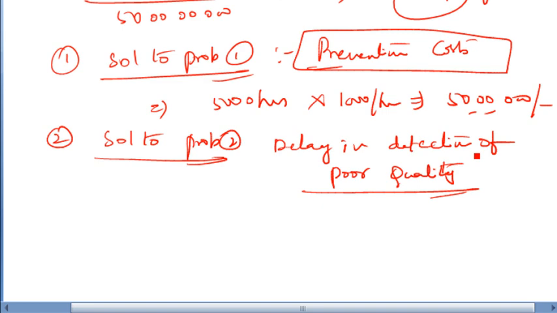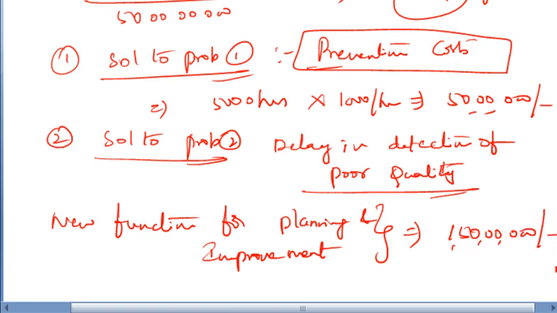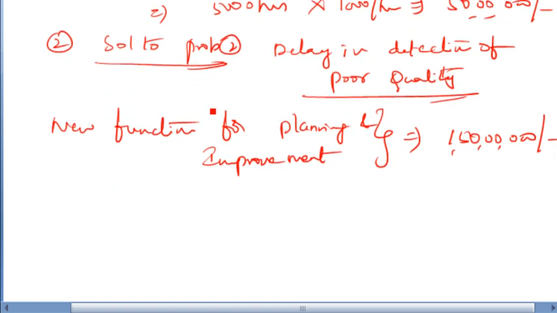It can be resolved, as it has been given in the question, by establishing a new function for quality planning and improvement at the beginning of the process, which helps in early detection without wastage of resources. And cost per year for introducing this functionality. So what functionality? It's a new function for planning and improvement. This is what has been given in the question. I'm just copy pasting what is there in the question. How much is that? 1 crore 50 lakhs is the investment that you need to make. Okay, that is the solution for problem number 2.